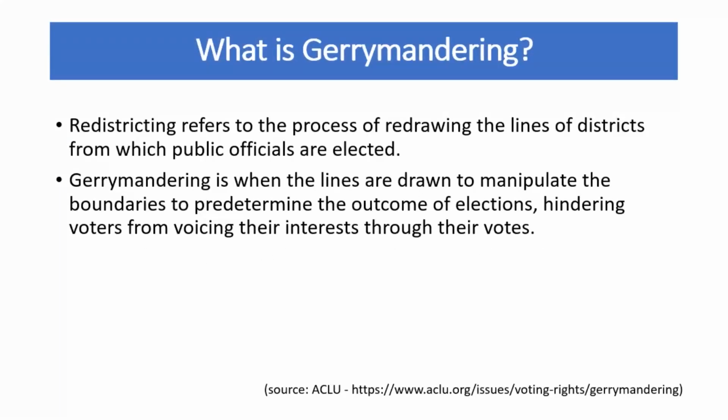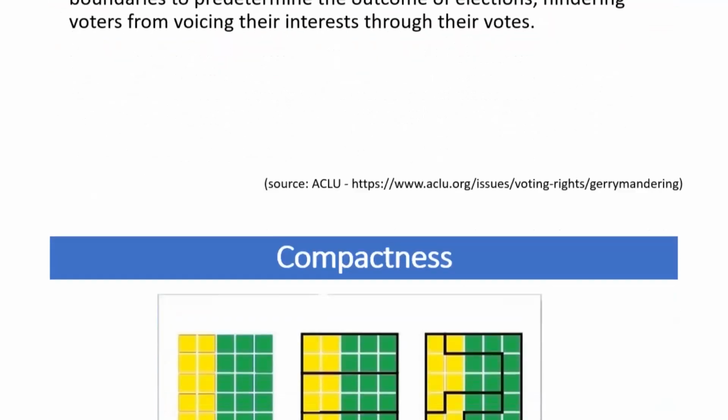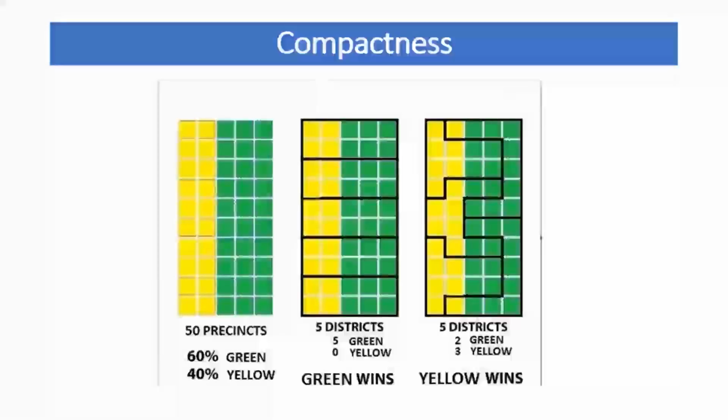Gerrymandering is the process of redrawing district lines to predetermine the outcome of elections regardless of the will of the voters. In this example, there are 50 precincts, of which 60% prefer the green candidate and 40% prefer the yellow candidate. Correctly drawing district lines would create a representative body that reflects the will of the 50 precincts.